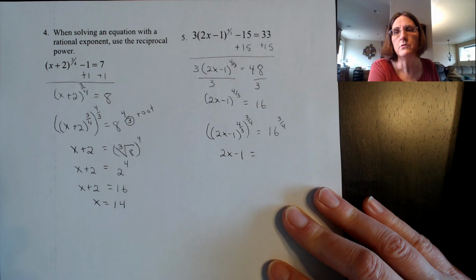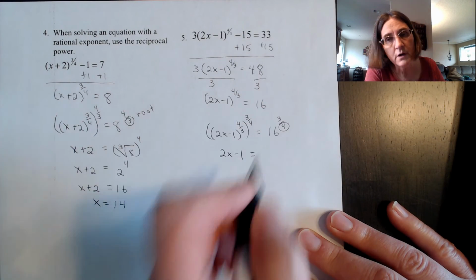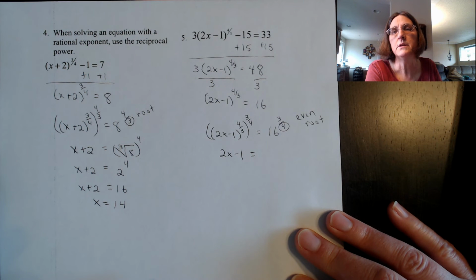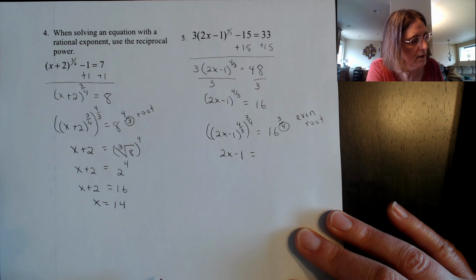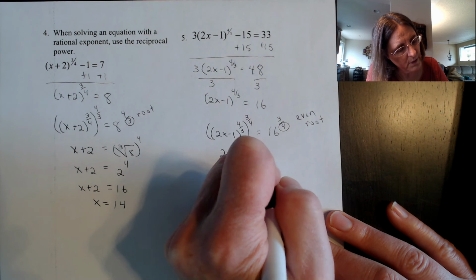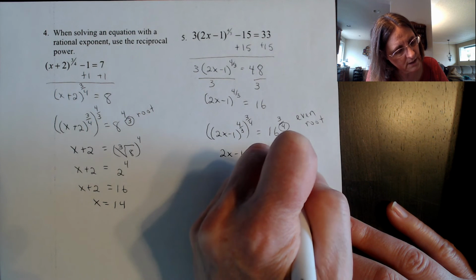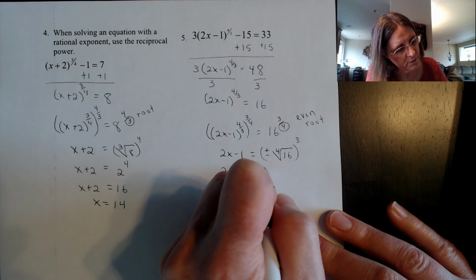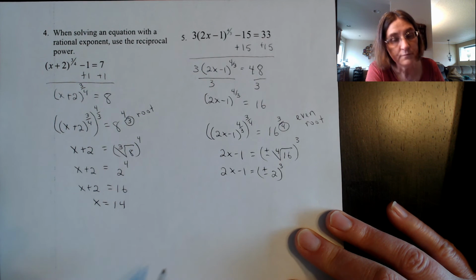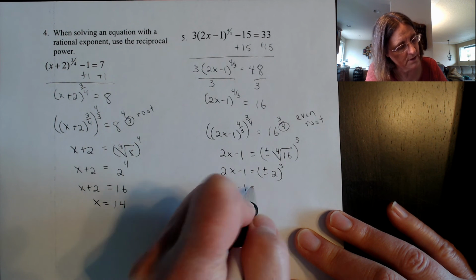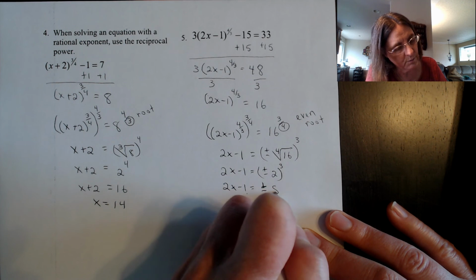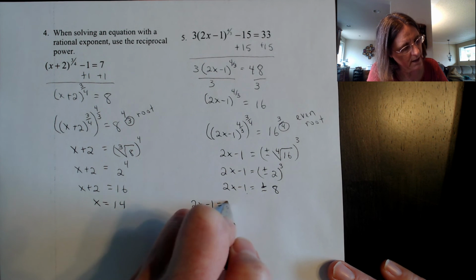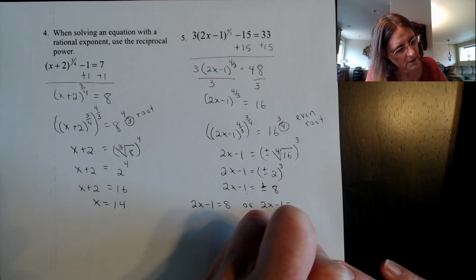And on the right side, we have something unusual happening. The root here, the 4, is an even number. We have an even root. And whenever we have an even root, we have the possibility of two answers. We have the positive root and the negative root. So on the right side, we have plus or minus the 4th root of 16 raised to the 3rd power. The 4th root of 16 is 2, so we have plus or minus 2 raised to the 3rd power. And 2 raised to the 3rd power is 8, so we have 2x minus 1 is equal to plus or minus 8. That now is going to give us two equations. We have 2x minus 1 equal to 8, or 2x minus 1 equal to negative 8.